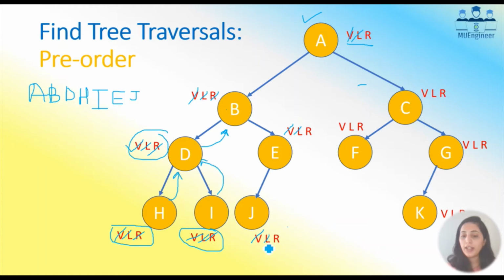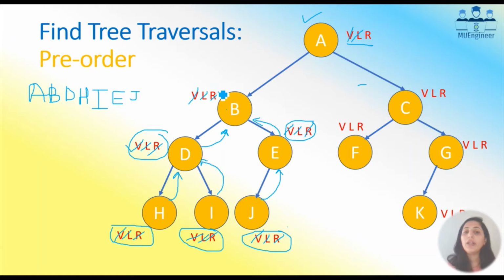Then it says go to the left child. There is no left child. Go to the right child. There is no right child. I am done with all. So I will go back to my parent. At E, it says go to right, but there is no right child. So I'm done with all the 3 operations. I go back to my parent.